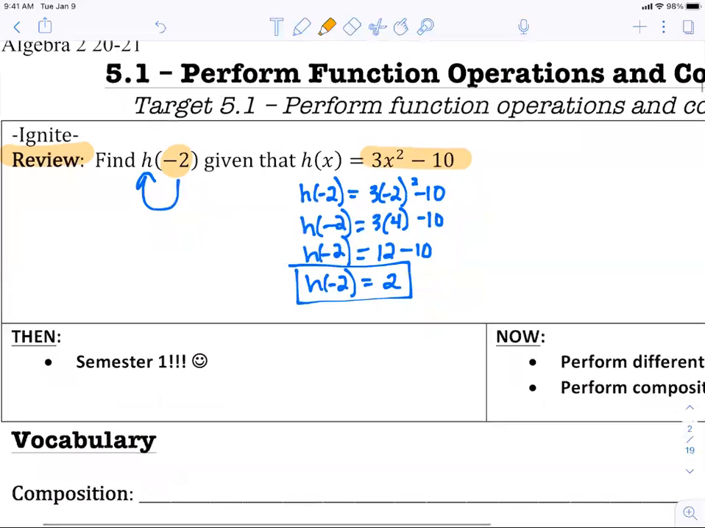The h of negative 2 always stays; remember, that is just the name of the function in a way. So all you're really doing is plugging in on the right-hand side and simplifying. Negative 2 squared ends up being 4. 3 times 4 is 12, and 12 minus 10 ends up being 2. So your final answer is h of negative 2 equals 2.